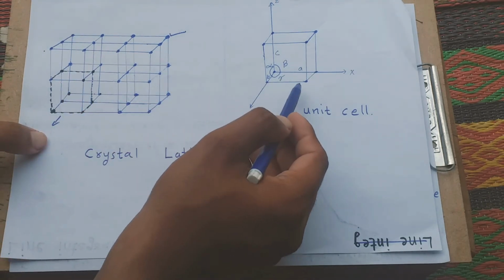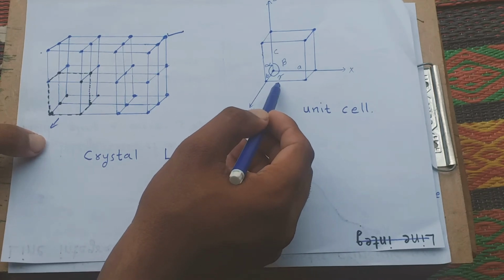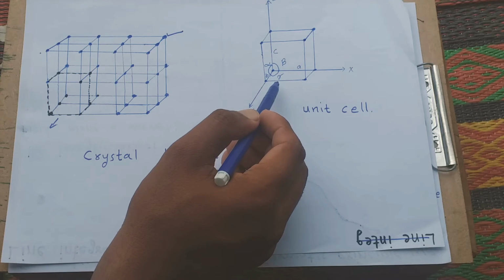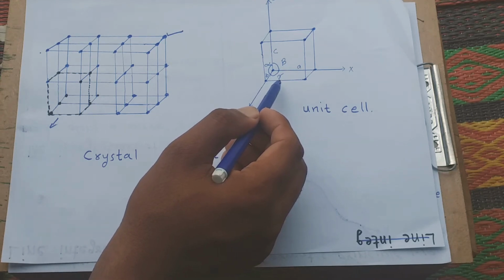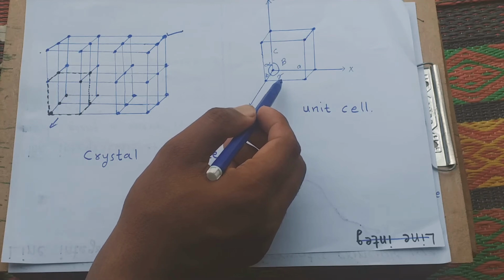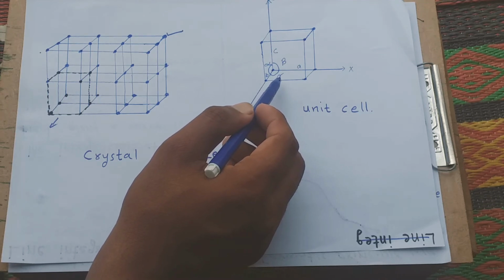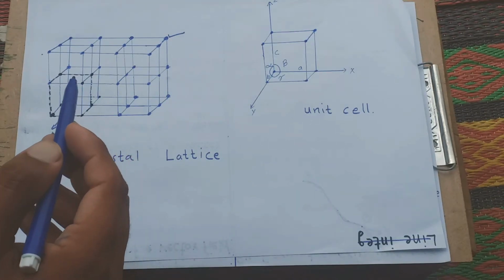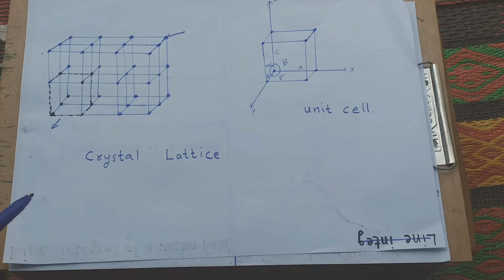We also draw here. This is a unit cell, and the building block of unit cells is not a single building block but many building blocks. The crystal lattice is formed by repetitions of unit cells, which is known as crystal lattice.